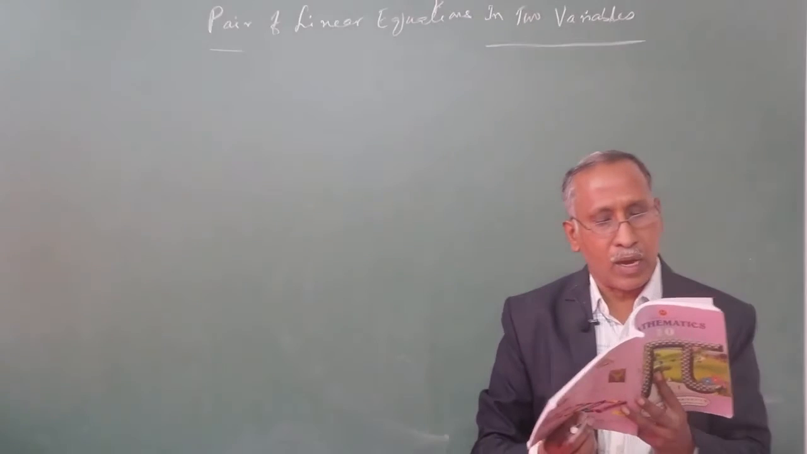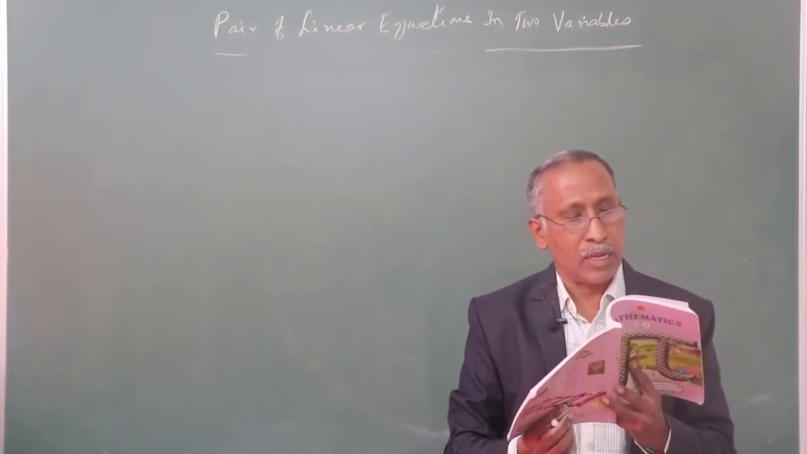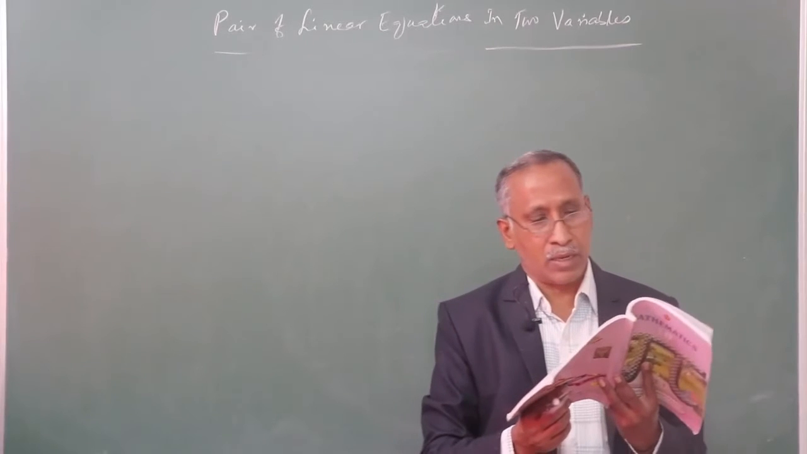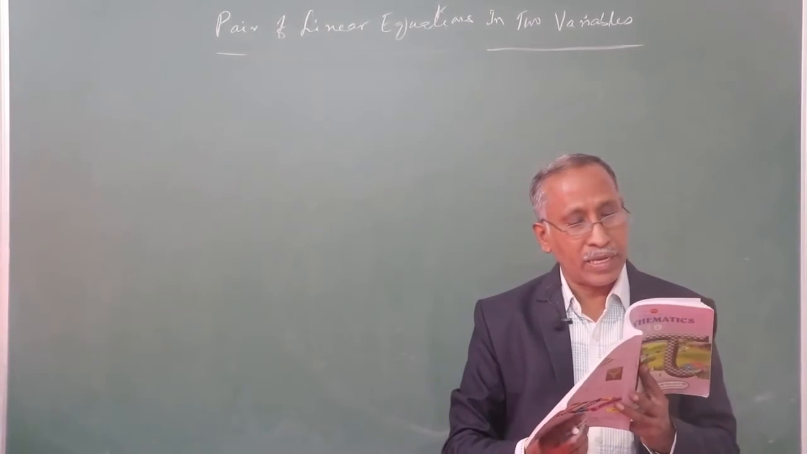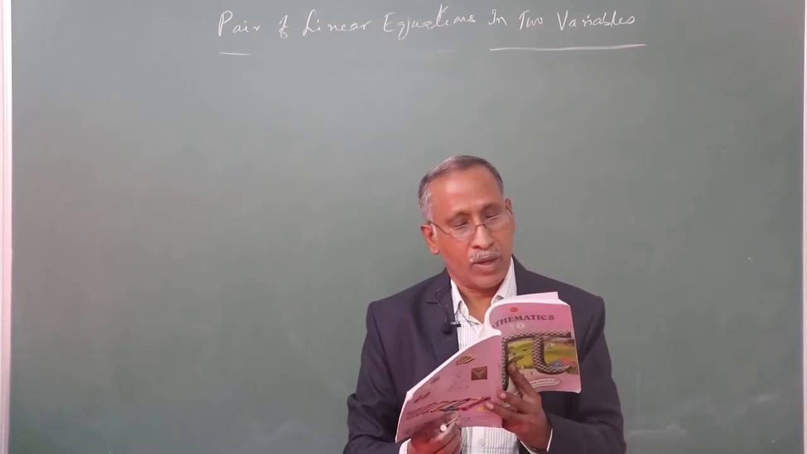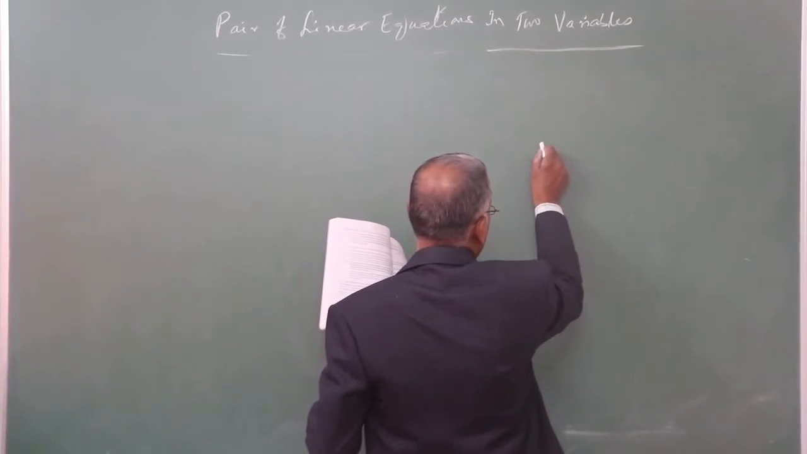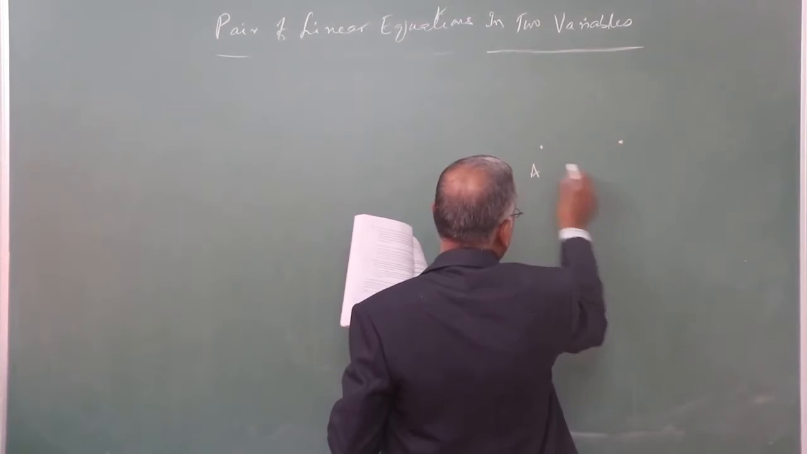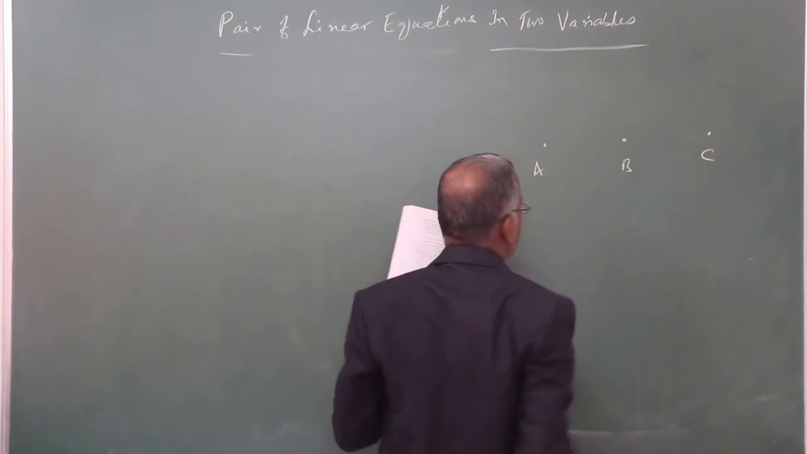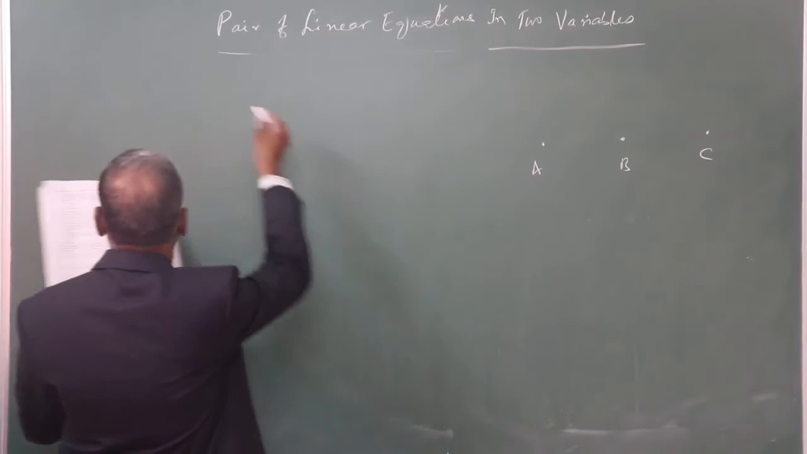Places A and B are 100 kilometers apart on a highway. One car starts from A and the other from B at the same time. If the cars travel in the same direction at different speeds, they meet in 5 hours. If they travel towards each other, they meet in 1 hour. What are the speeds of the two cars? Now, A is one place, B is one place. After some time, both the cars are meeting at C. But with what speeds they are moving from A and B, we have to find out now.